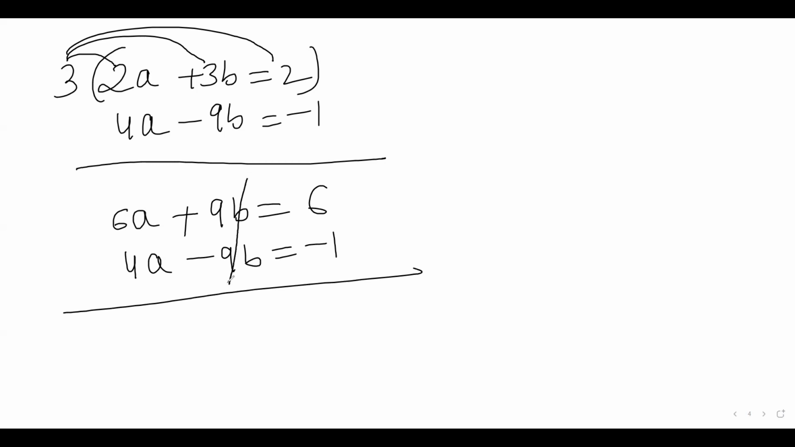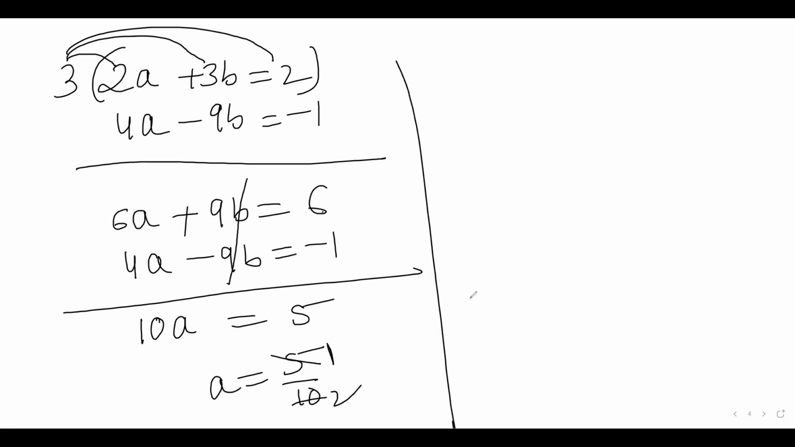9b and 9b will get cancelled. Add: 10a is 6 minus 1, which is 5. A is equal to 5 by 10. 5 1s are 5, 5 2s are 10. A is equal to 1 by 2.